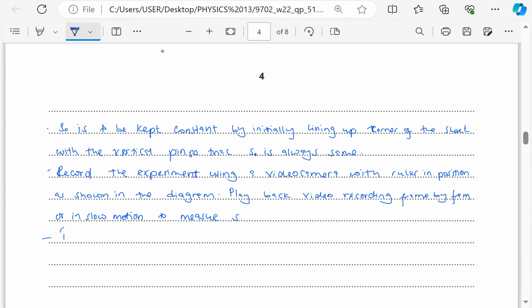So I will repeat. Remember, I'm using the same area which I've already measured. I will repeat the experiment for the same value of A and obtain an average value of S.